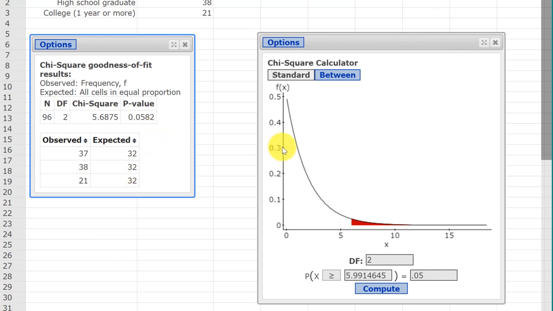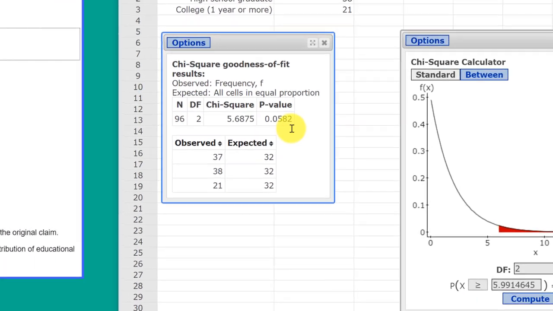Now, if we look over here with our critical value and rejection region, 5.99 is the start of that. The 5.68 is close, but it's not quite in there. It's just outside of the rejection region, which matches with our p-value, which is just over 0.05.